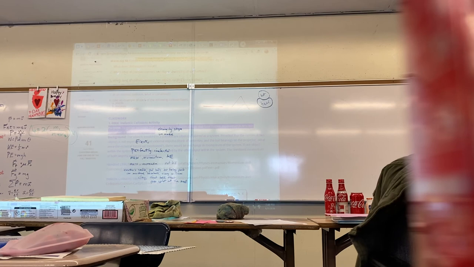But for this activity, we're going to do something called claim, evidence, reasoning. So you're going to make a claim as to whether you think for this type of collision, inelastic collisions, that total system momentum is either conserved or not. So you're going to say, yes, it is, or no, it's not. And then we're going to gather some evidence.